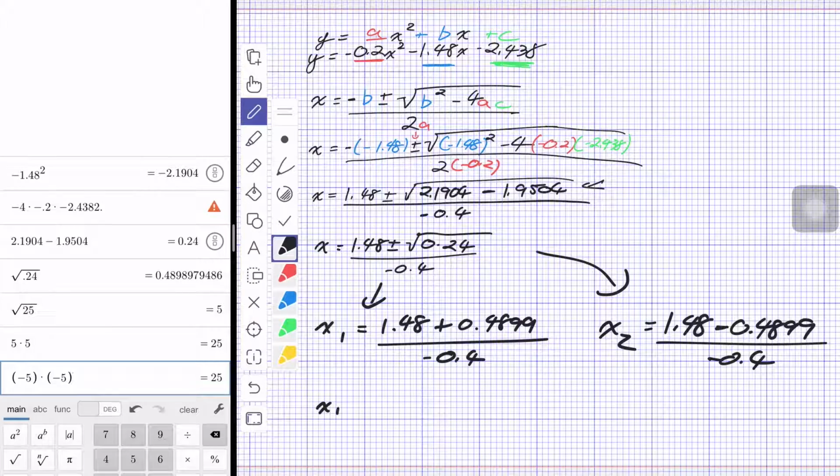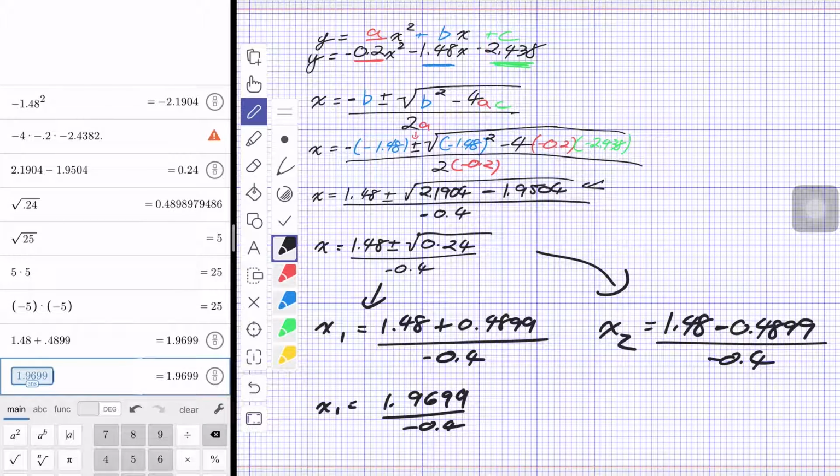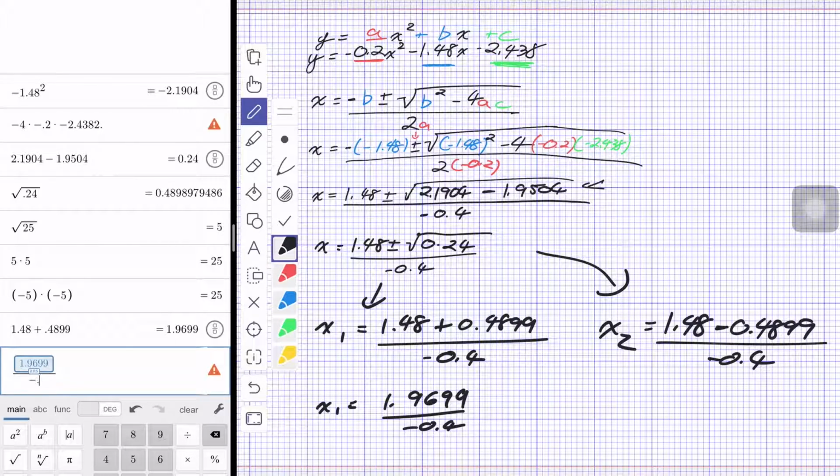So we're going to do the numerator there. 1.48 plus 0.4899 becomes 1.9699, still over negative 0.4. I'm going to just keep going with that one. Take that answer from before and divide it by negative 0.4. And we have an answer. x1 is equal to negative 4.92475. That's very, very accurate. Great. We got one. Let's go to the other answer here.